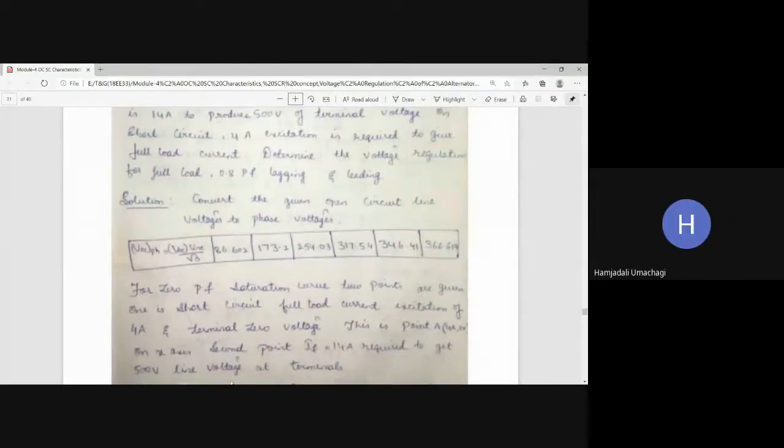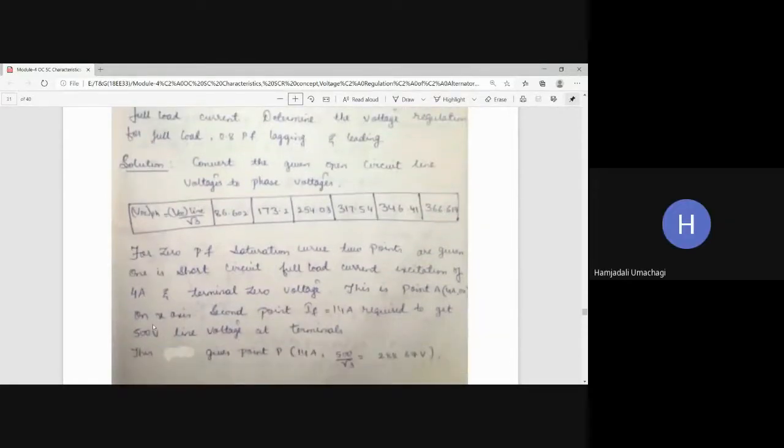Yes, sir. Okay. Now see here, for zero power factor. Using this information, you are going to draw the OCC curve. That is, OCC means open circuit phase voltage versus field current. That is the top curve you are going to get. Below that curve, you will get one more curve, which is nothing but the zero power factor saturation curve. To get that, you should draw the second curve, the zero power factor saturation curve, using the ZPF test data.